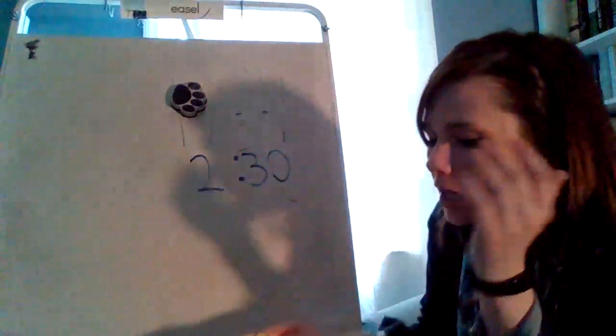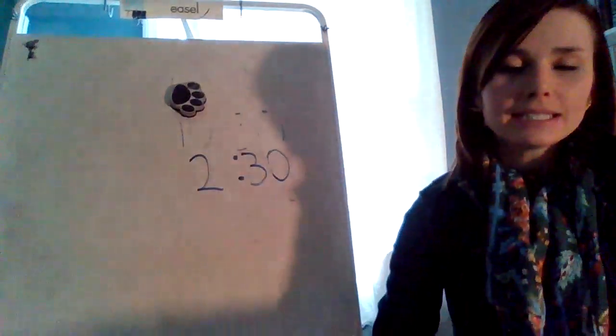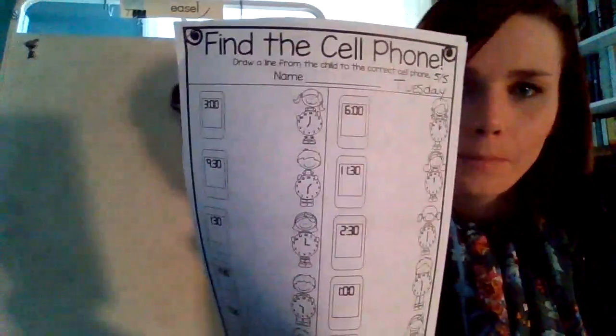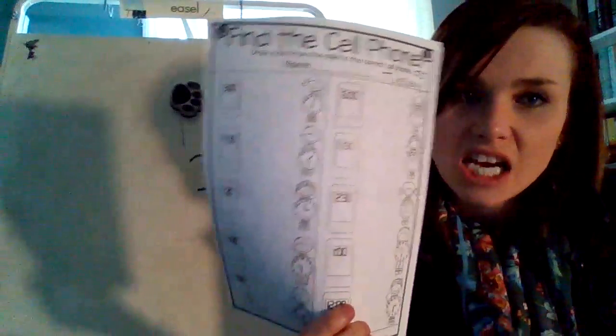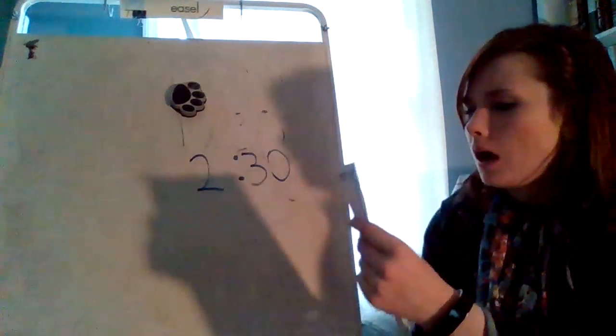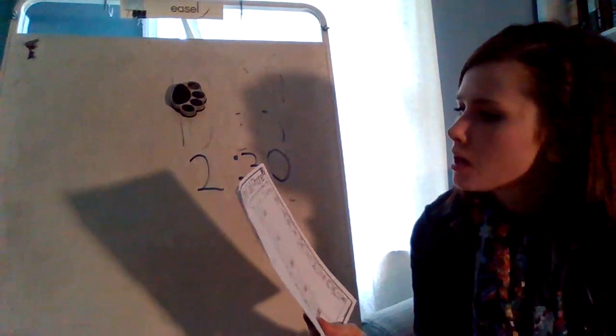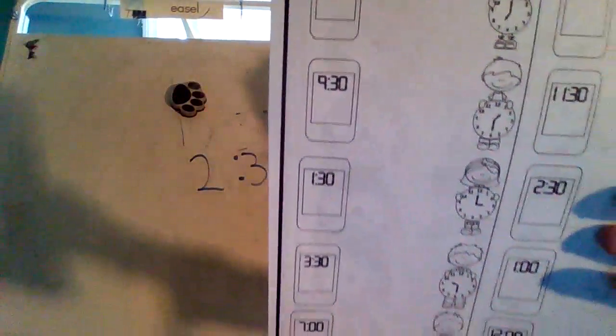All right, awesome job, boys and girls. Alrighty, please get out your packet. It says, find the cell phone. Draw a line from the child to the correct cell phone. You're going to check it out. I'll do a few with you.